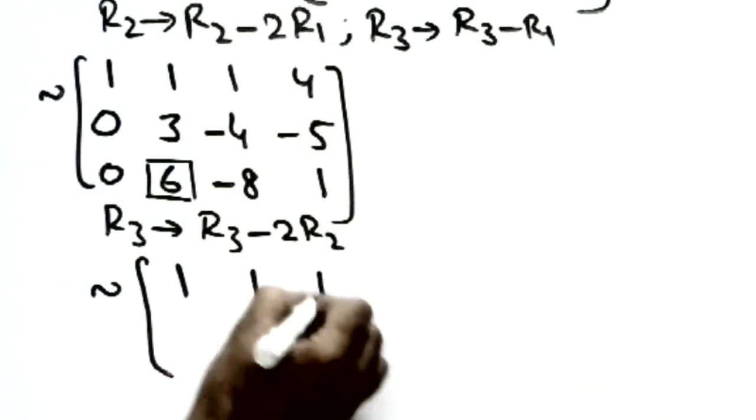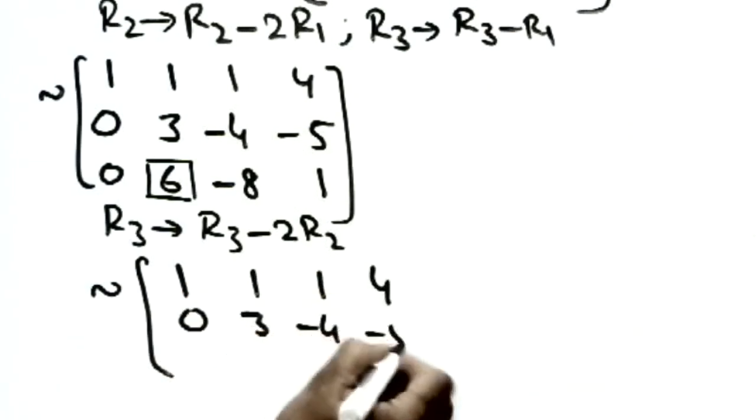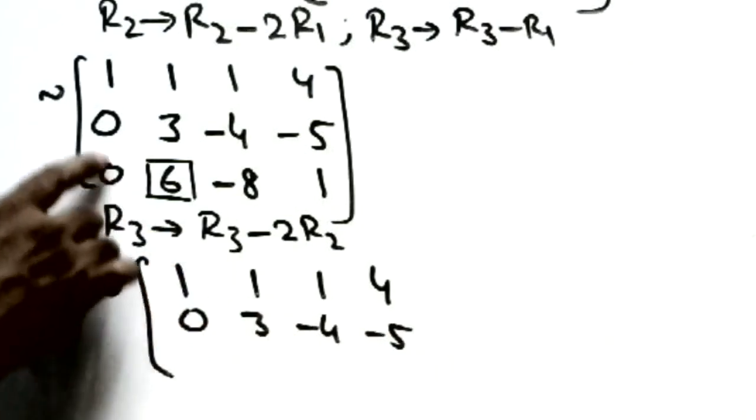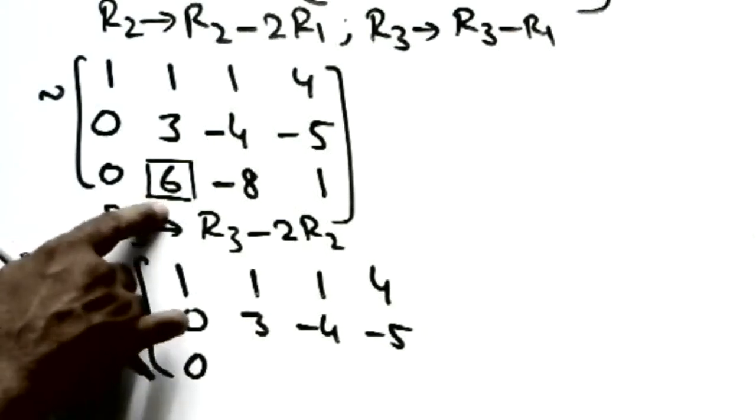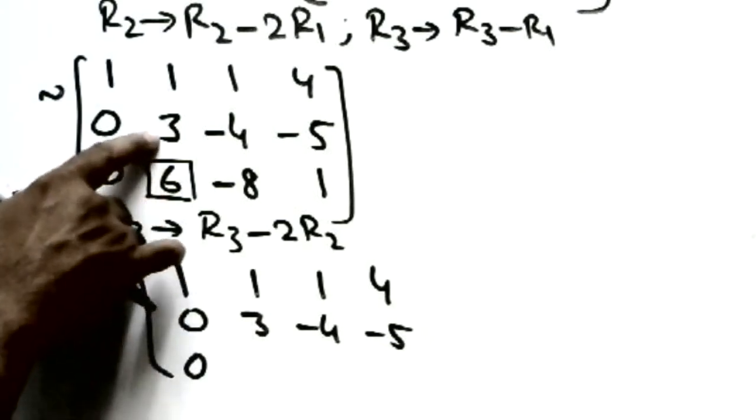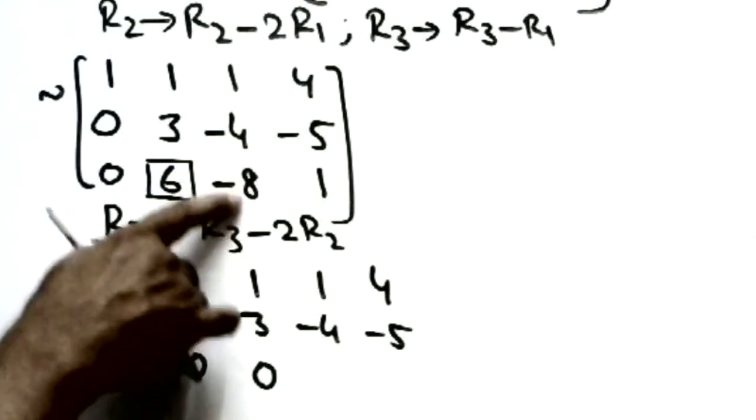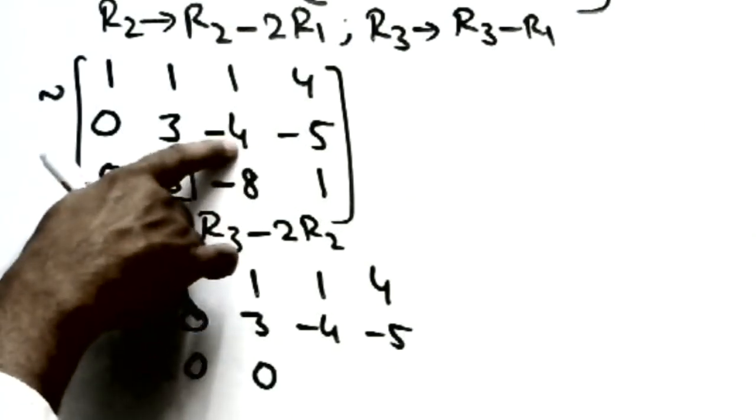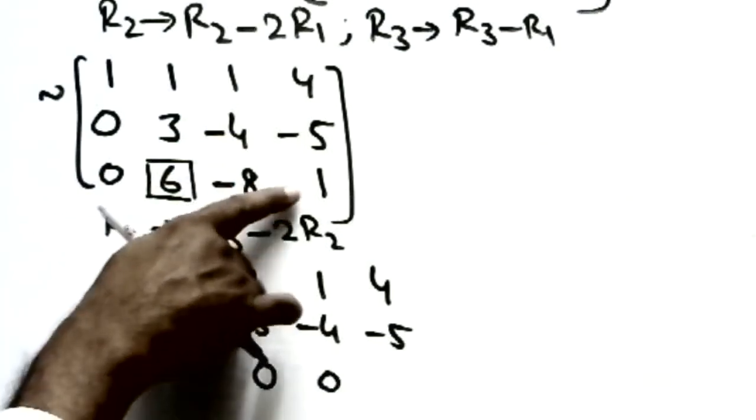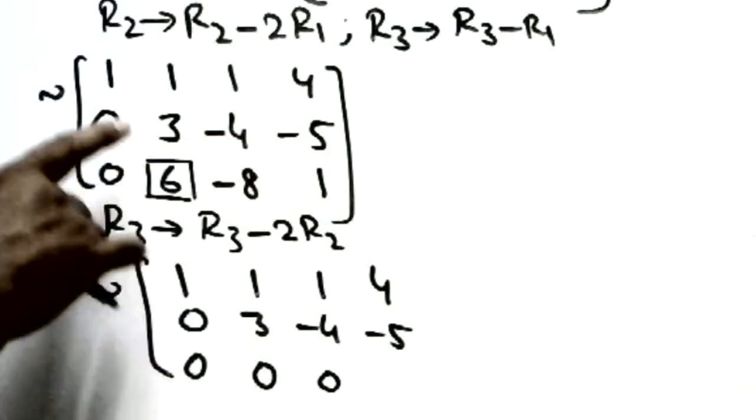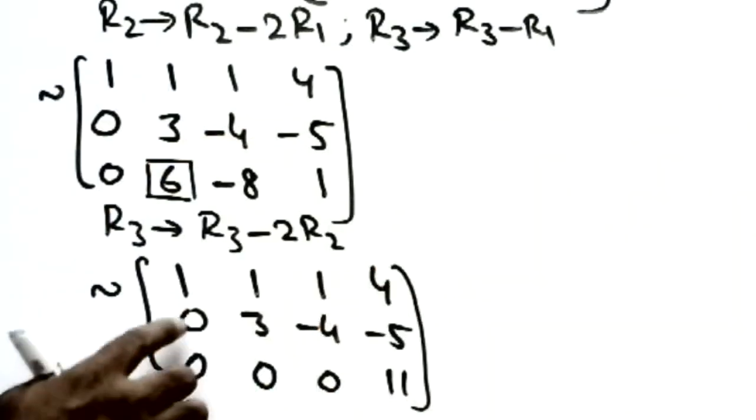So I am writing like this. Watch here. We are not changing the first row, it is as it is. We are not changing the second row, as it is. Now we are changing the third row. R3 minus 2 R2. Both are 0, so 0 into any number is 0. 2 threes are 6, 6 minus 6 is 0. Now watch carefully. Minus 8, minus into minus plus, 2 fours are 8, plus 8 minus 8 is 0. Lastly, R3 minus into minus plus, 2 fives are 10, 10 plus 1 is 11.